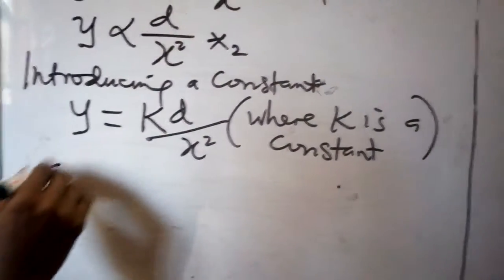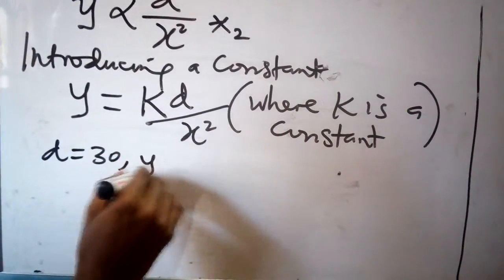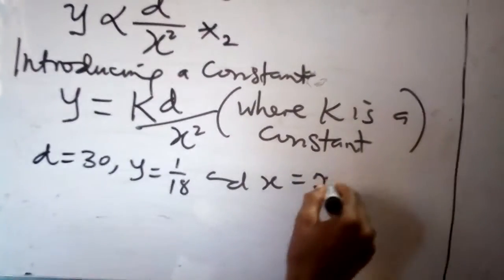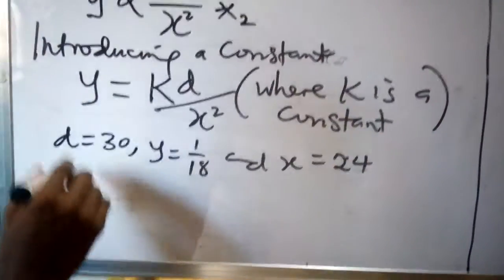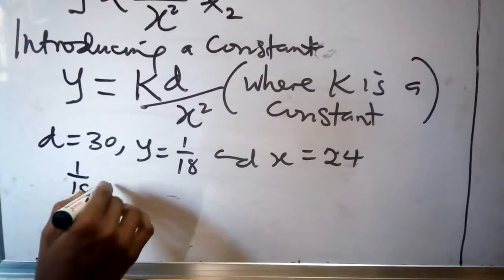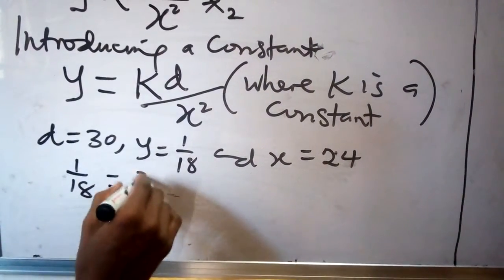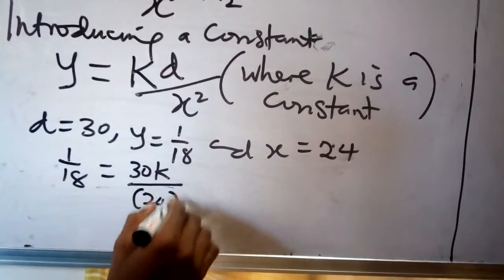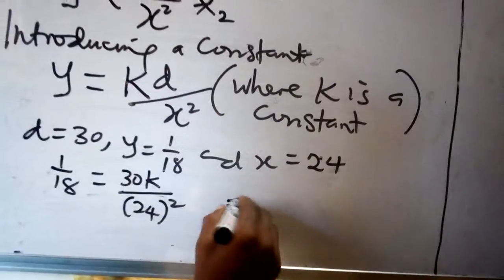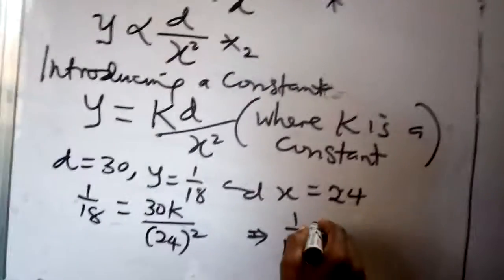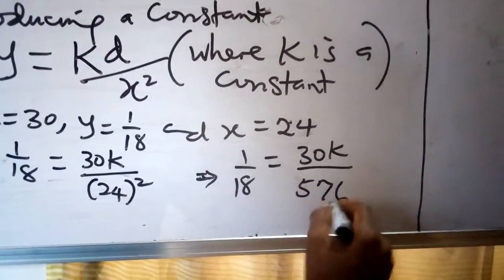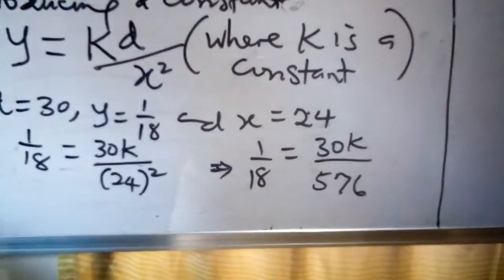Now from here we start solving. The value of d is given as 30, that of y is given as 1/18, and x is 24. Let's substitute into the function. Y is 1/18 equals k is not given but d is 30, k over 24 all squared. Now let's bring this out. 1/18 equals 30k divided by 576. That is the square of 24.